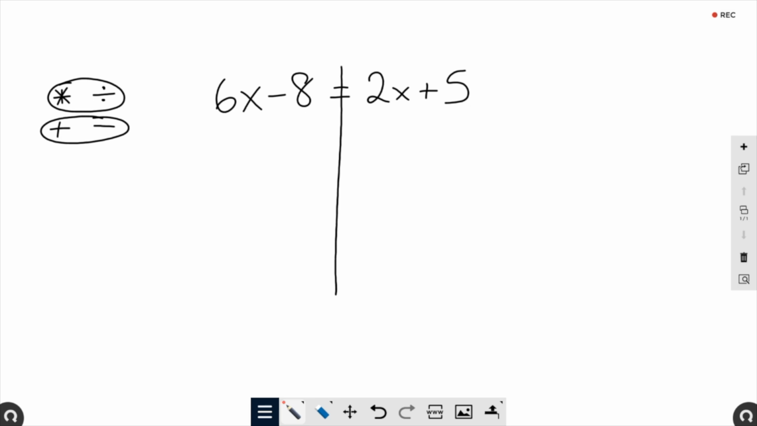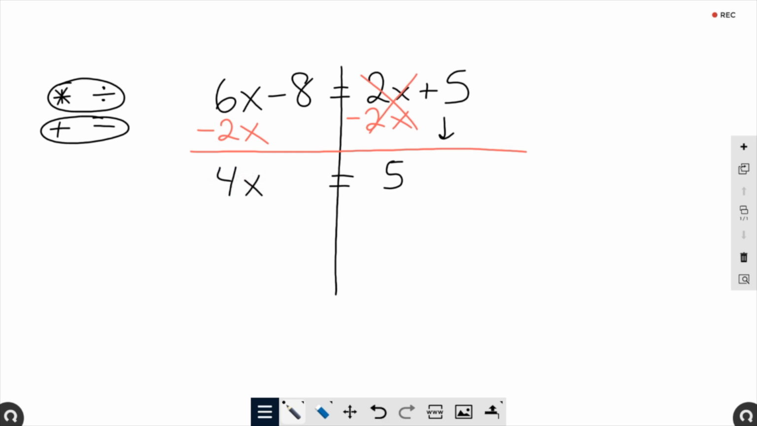I get rid of that variable to move it to the other side by doing the inverse of a positive 2x, which is subtracting 2x or adding a negative 2x. What I do to one side, I will do to the other. My 2x's cancel out, leaving me on the right side 5 equals, and on the left side 6x minus 2x would be 4x, and I bring down my minus 8.